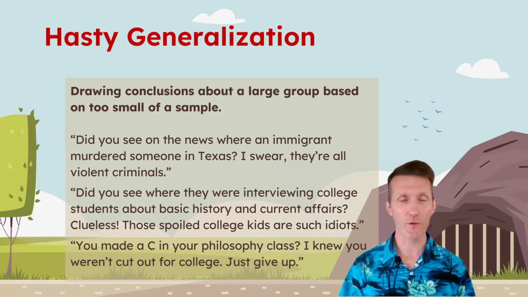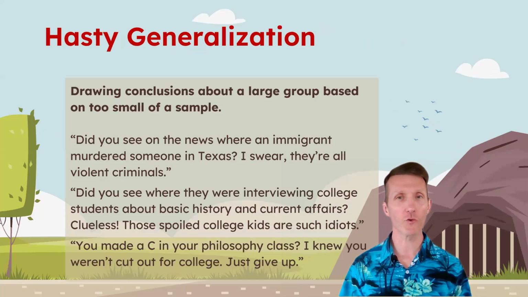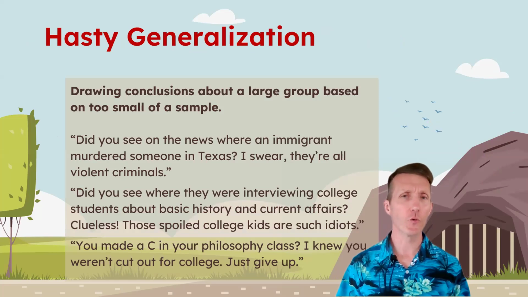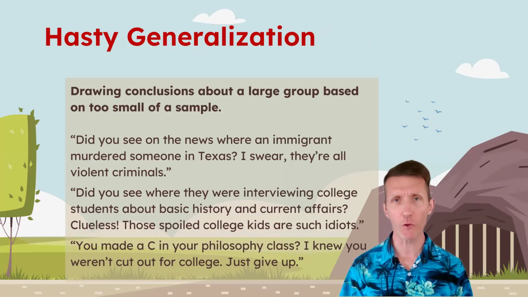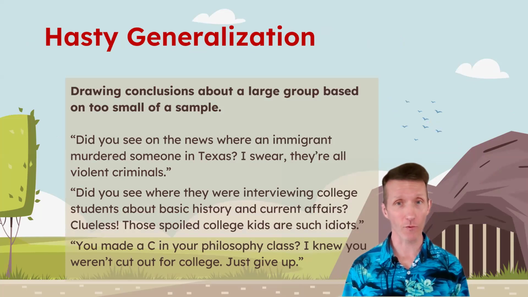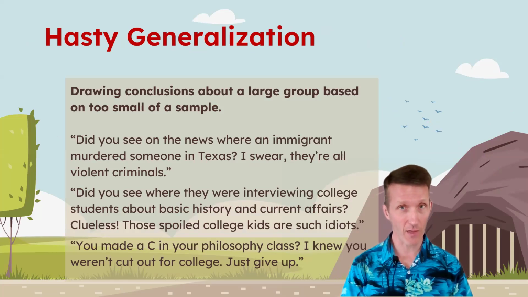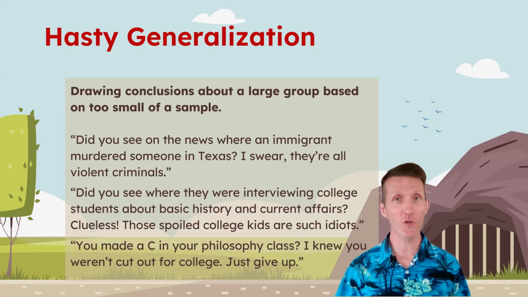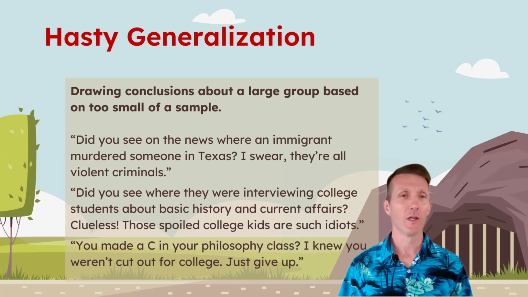Hasty generalization happens all the time, drawing conclusions about a large group based on too small of a sample. For example, did you see on the news where an immigrant murdered someone in Texas? I swear, they're all violent criminals. How many immigrants are there? You've got a few examples, possibly, of violent crime, and then a person taking that and drawing this sweeping generalization, this hasty generalization about the entire population.